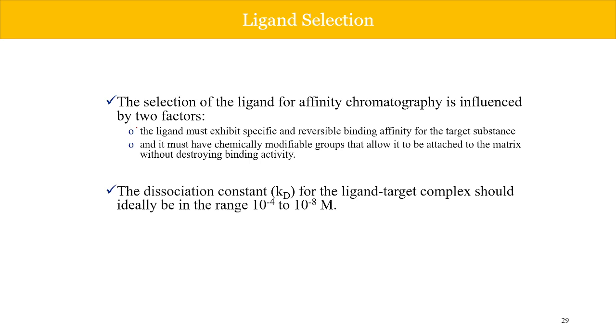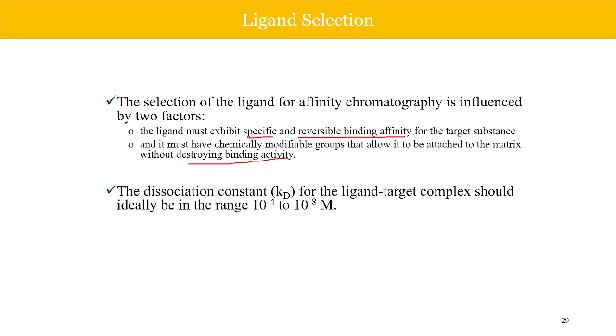Now how should these ligands be selected? The selection of the ligands is important because the ligand selection for your affinity chromatography is important for the binding of the protein. So the ligand must exhibit specific and reversible binding affinity. It must have chemically modifiable groups that allow it to be attached to the matrix without destroying the binding affinity.